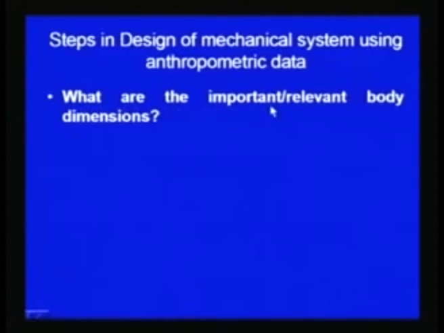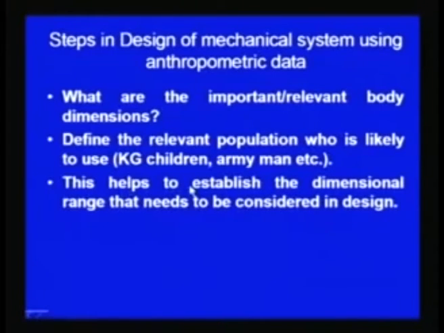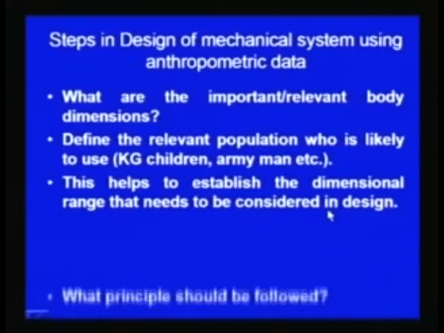So, what are the important and relevant body dimensions which will be used in the design of engineering systems, and then defining the relevant population who will be using the designed engineering systems, whether these will be KG children or army men. The definition of the relevant population will help to identify the range of the anthropometric data. This helps to establish the dimensional range that needs to be considered in design.